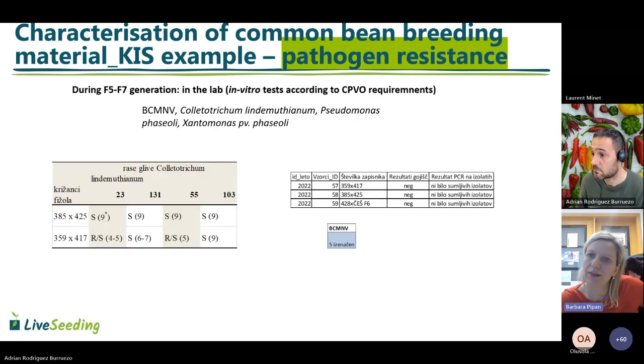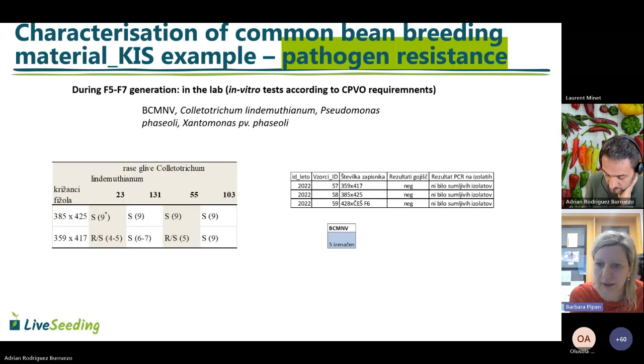So we are continuing with the next group of traits, which are also very important. It's pathogen resistance. As far as the technical questionnaire for the registration of the common bean variety is requiring information about susceptibility to Xanthomonas, Pseudomonas, Colletotrichum lindemuthianum, and the common necrosis mosaic virus, we have to provide the information on that as well. So this information is also important.